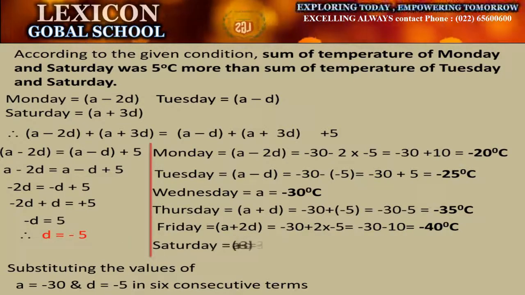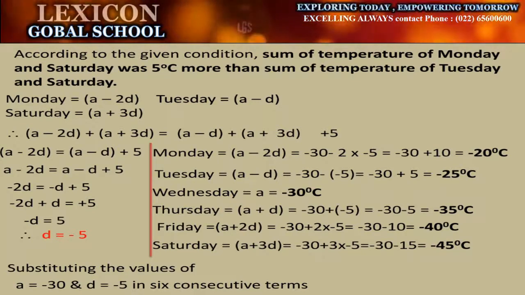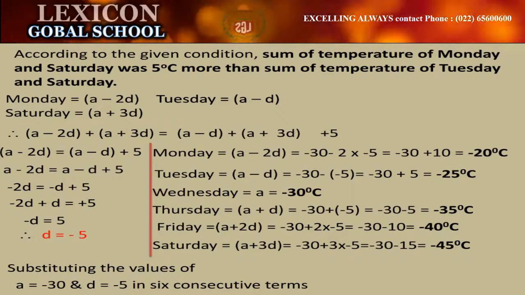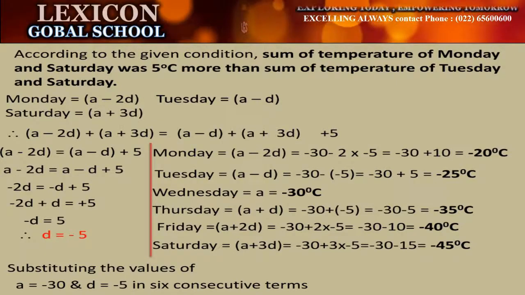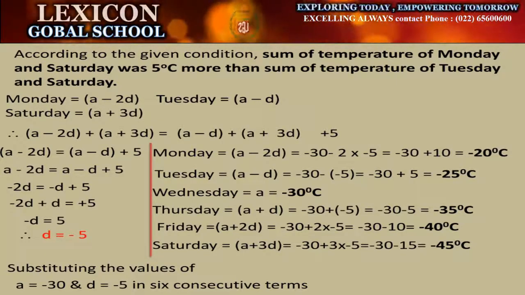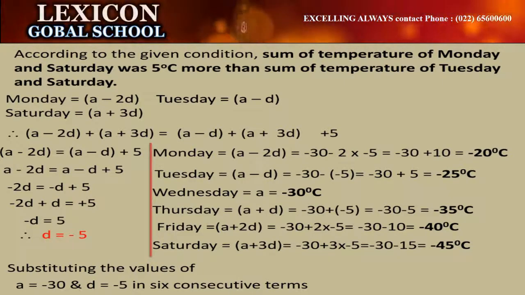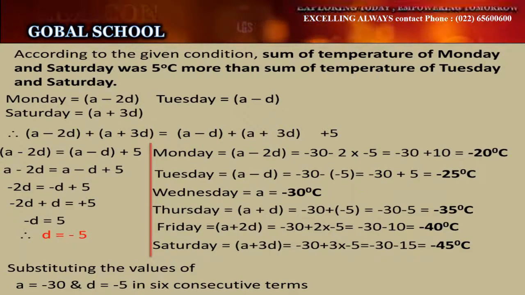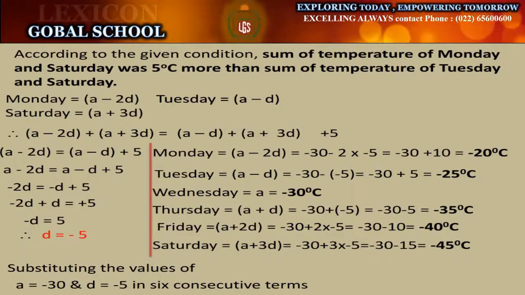Saturday was A plus 3D, that means minus 30 plus 3 into minus 5. Minus 30 minus 15 equals minus 45 degrees Celsius. Therefore, the temperatures from Monday to Saturday were minus 20 degrees Celsius, minus 25 degrees Celsius, minus 30 degrees Celsius, minus 35 degrees Celsius, minus 40 degrees Celsius, and minus 45 degrees Celsius.